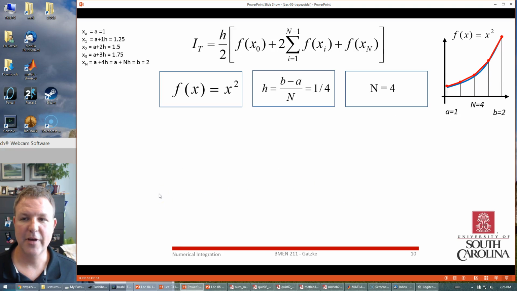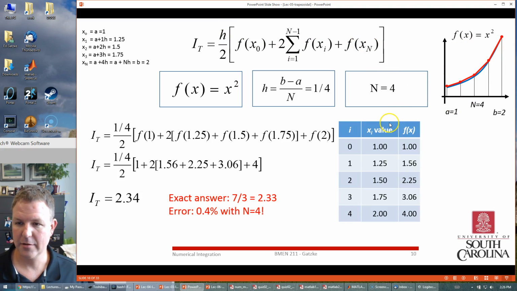We have to evaluate x at x equals 1, 1.25, 1.5, 1.75, and 2. When we stick those values into our function, we know the function, we know how to calculate h based on n, a, and b. We have to evaluate this function, and this is the actual x squared function over here. We plug and chug those function values into the formula. We know h is 1/4, there's a 2 there. We sum up all the values there, and we get a number of 2.34.